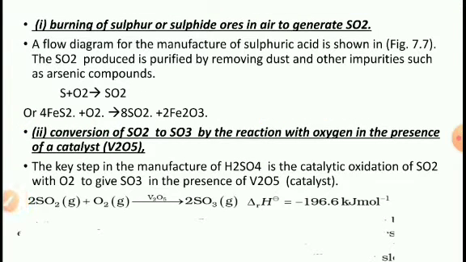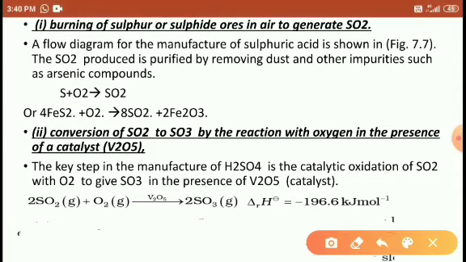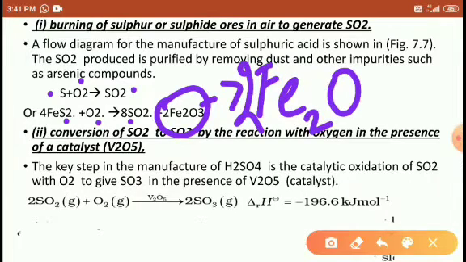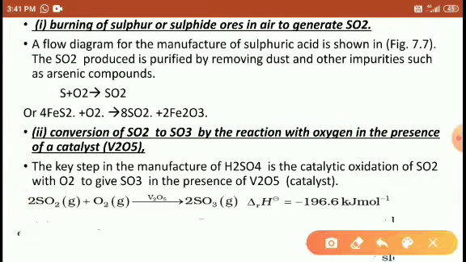First, the burning of sulfur or sulfide ore in air generates sulfur dioxide. Here sulfur reacts with oxygen to form sulfur dioxide, or you may use the sulfide ore: 4FeS2 reacts with oxygen to form 8 moles of sulfur dioxide and 2Fe2O3. So the sulfur dioxide is formed here. This is the first step.